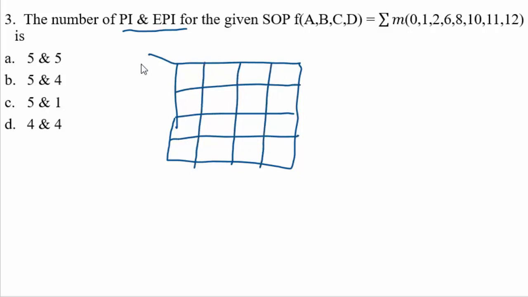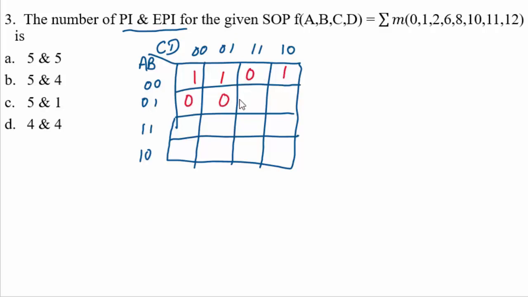So on the left side, I'm going to make use of variables A, B, and on the right side, I'm going to plot variables C, D. So it is varying as 00, 01, 11, 10. Since you are going to make use of gray code, it is a single bit change. Each and every adjacent cell differs by a single bit. So they have given the SOP expression, that is summation M of 0, 1, 2, 3, 4, 5, 6, 7, 8, 9, 10, 11, 12, 13, 14, 15.